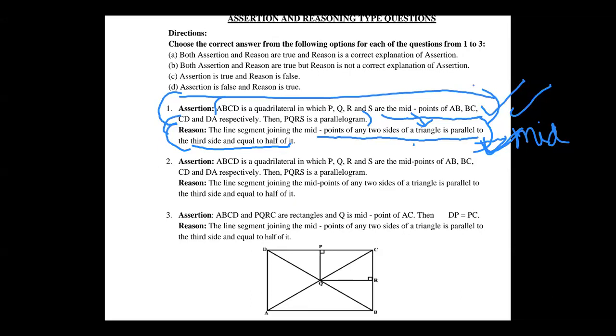So which option is right for this? Both assertion and reason are true. Reason is the correct explanation of assertion. Is the reason the correct explanation of assertion?